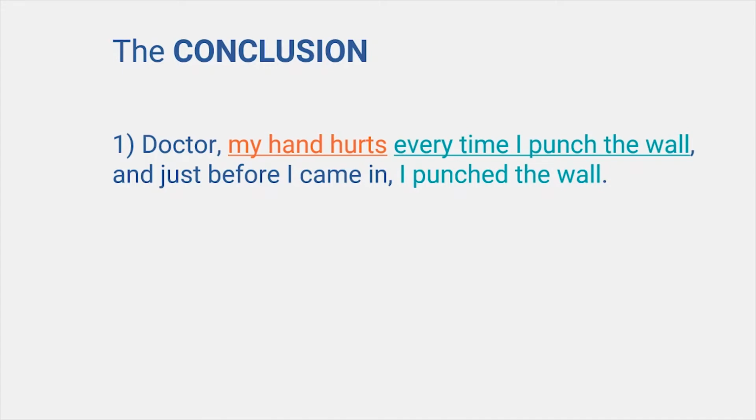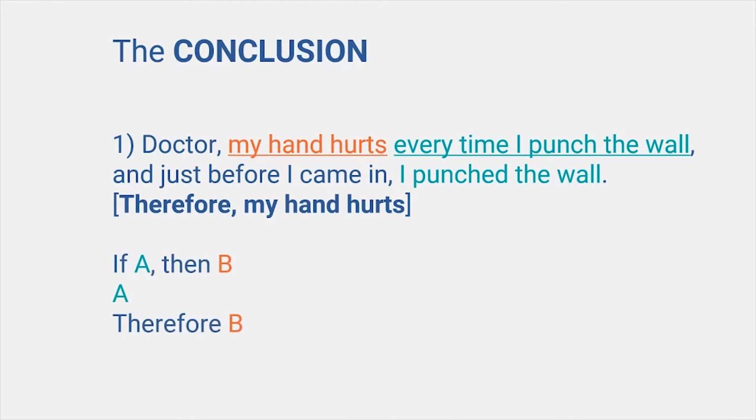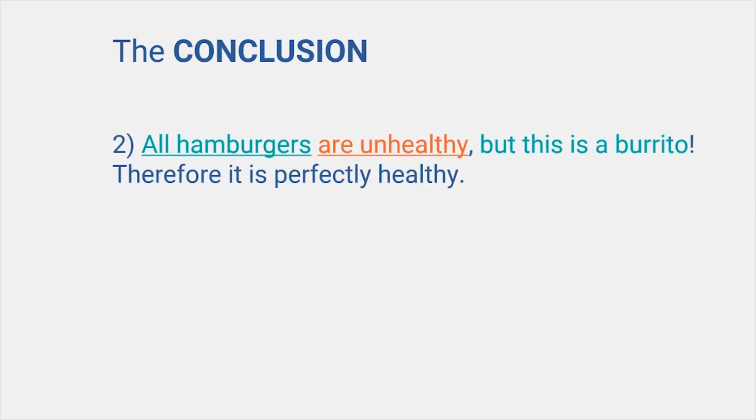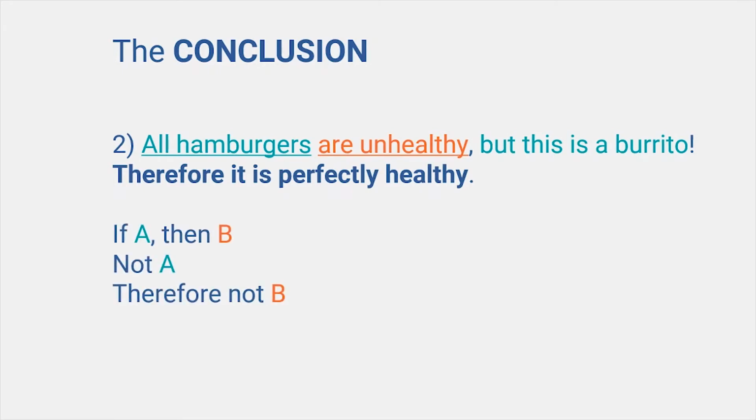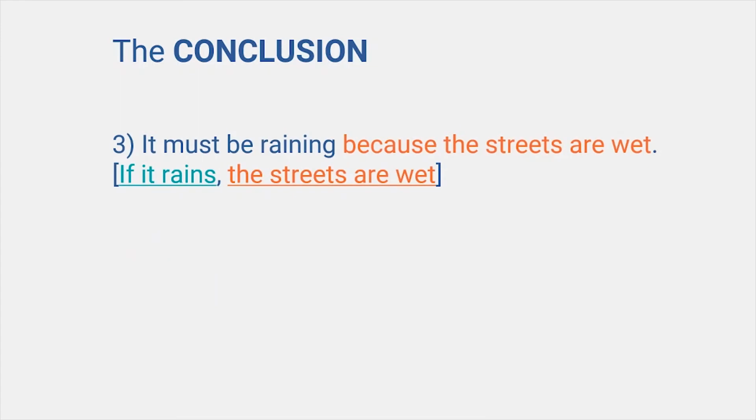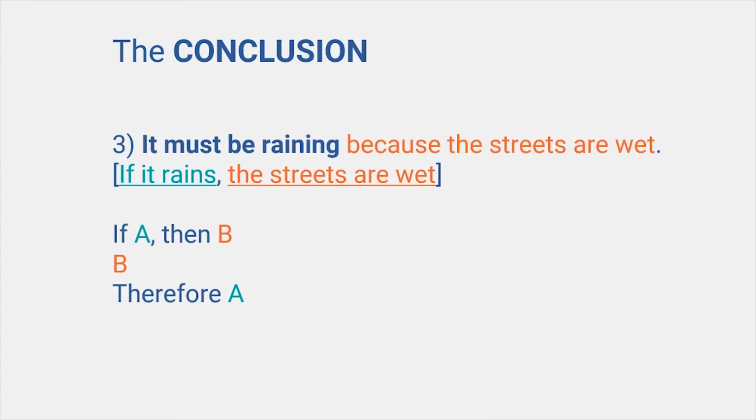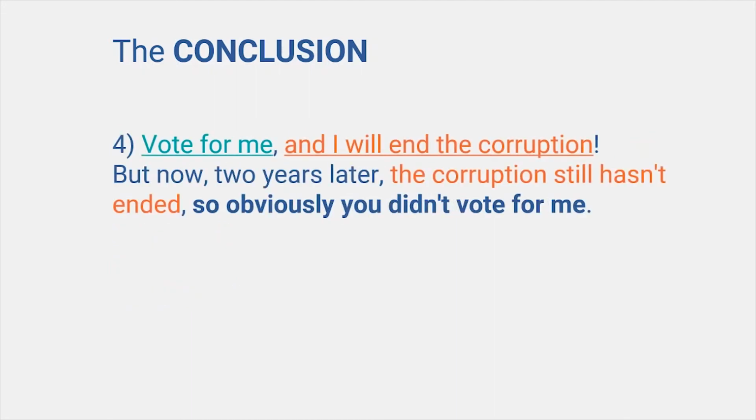In the first example, the conclusion is, therefore, B, my hand hurts. Although in this case, the conclusion is not stated explicitly, so we have to supply it. In the second example, the conclusion is, therefore, not B, this is not unhealthy. Then the third example, A, therefore it must be raining. And then in the final example, therefore, the politician lied. No, okay, I'm just kidding. Well, not really, but logically speaking, a conclusion would be, therefore, not A, you did not vote for me.